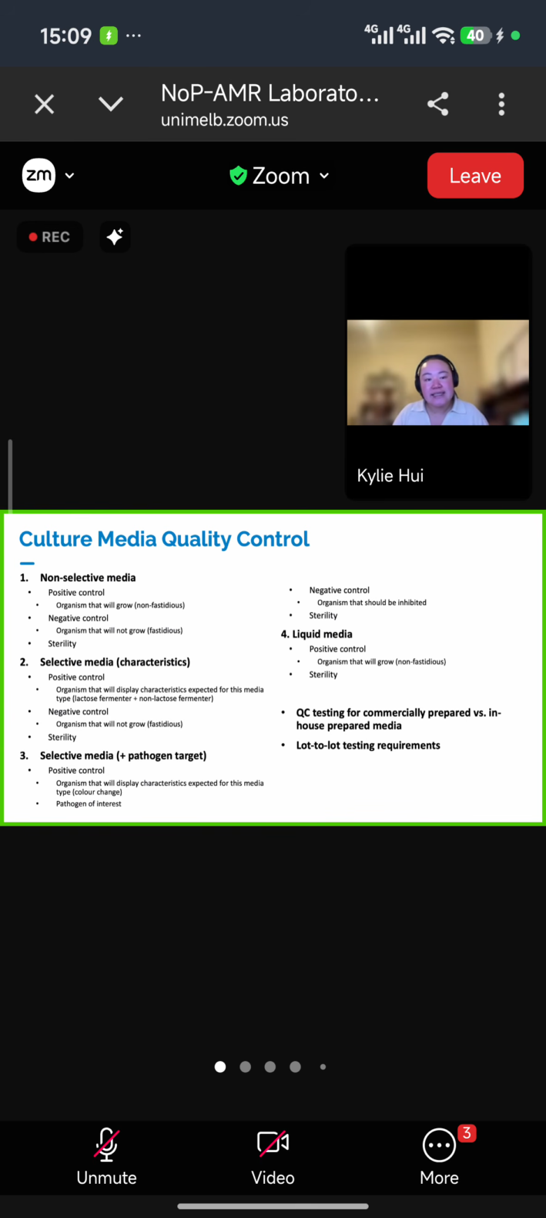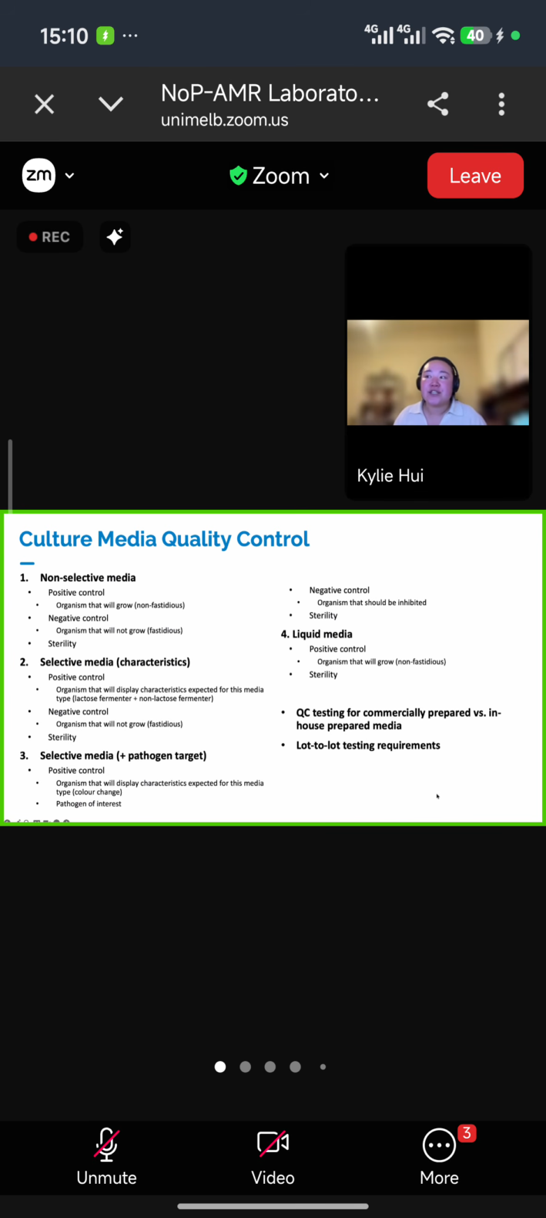If you don't have the ATCC strain that they are mentioning, you can also find an in-house QC strain. For example, if they were looking for a carbapenem-resistant organism and you don't have their specific ATCC strain, you can find one in your laboratory that you might keep and that has a similar characteristic, which you can use to confirm the media as a positive control.